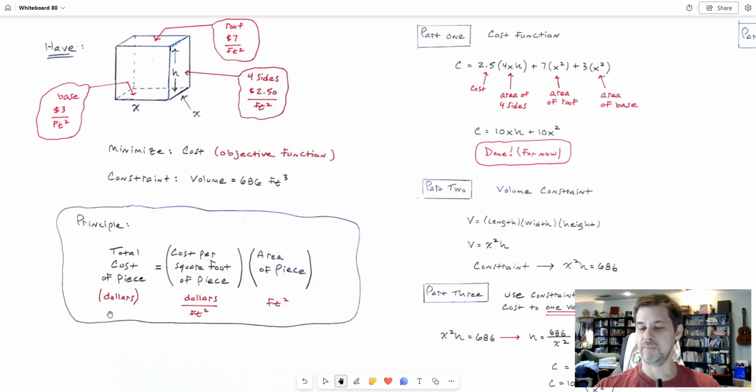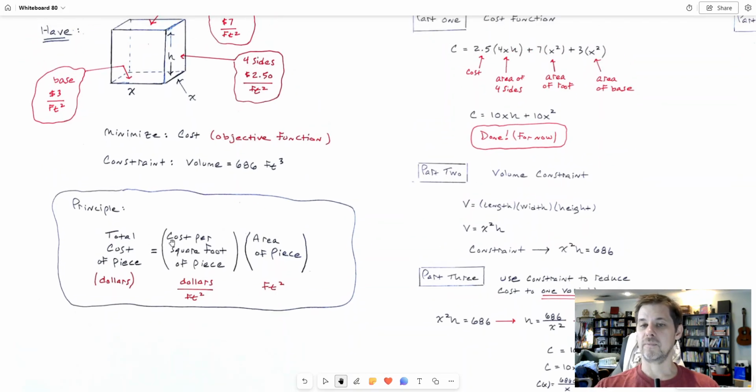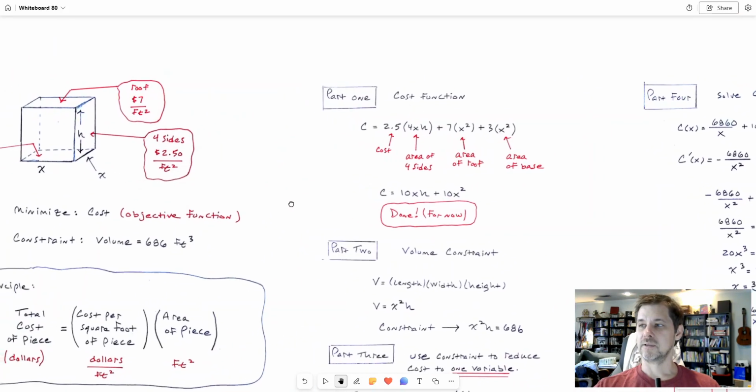The total cost would be in dollars. The cost per square foot is dollars over square feet, and the area is square feet. And I notice if I multiply these, the units cancel out, and I get dollars. Okay, so that works. Now, let's try to, with this principle, figure out what the cost function is going to be. So here's how I did it.